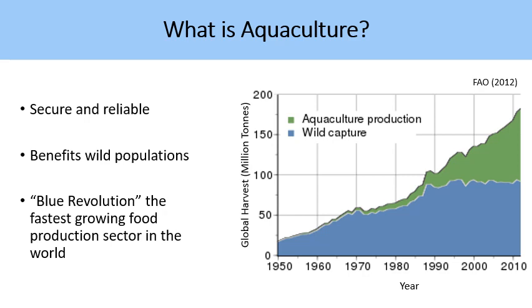Indeed, data from the UN Food and Agriculture Organization shows that aquaculture now constitutes a significant portion of global fish harvest. The global expansion of aquaculture has been termed the Blue Revolution. Aquaculture is now the fastest growing food production sector worldwide, with production increasing by 6.7% per year from 1970 to 2006.